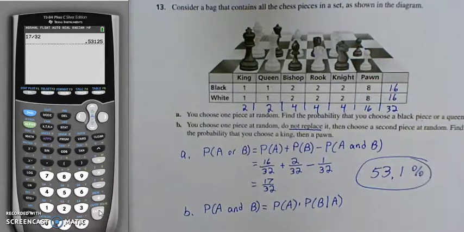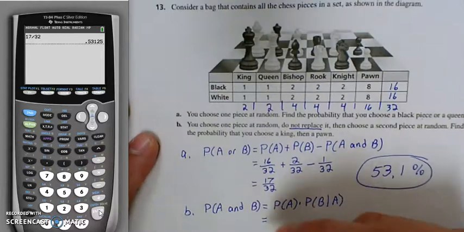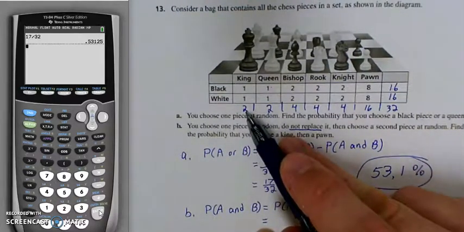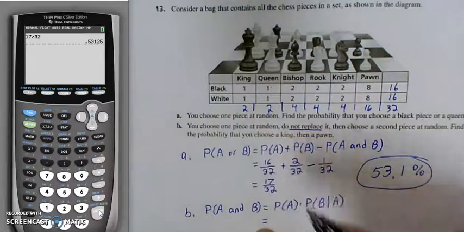All right, find the probability that we choose a king and then a pawn. So for the first event to happen, a king, there are 2 kings out of the 32 pieces.